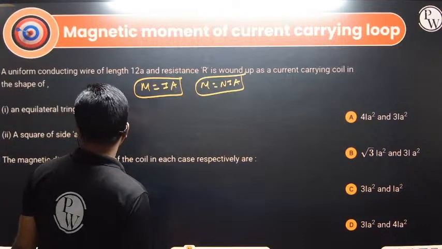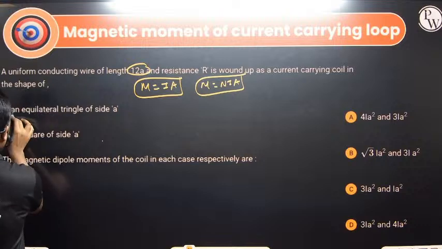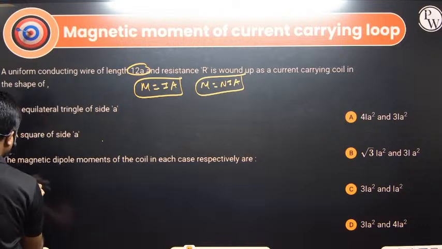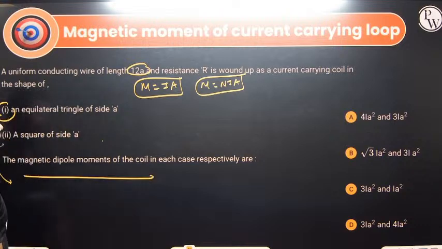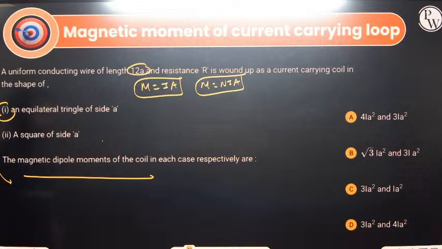A uniform conducting wire of length 12A. So here we have a wire. Let's talk about this one first. So here we have a wire of resistance R, wound up as a current carrying coil in the shape of an equilateral triangle of side A. In this case, the current is I.